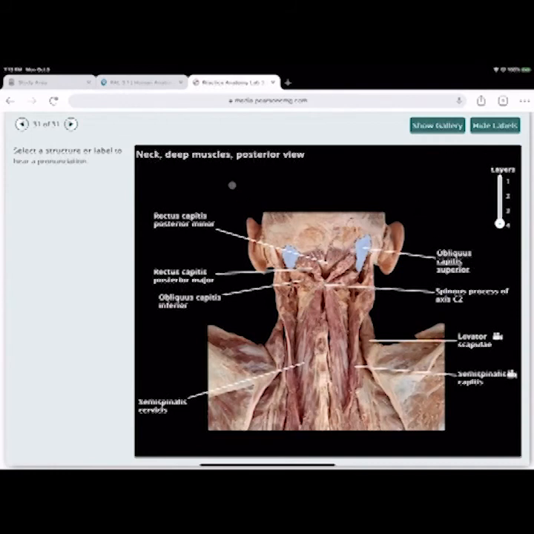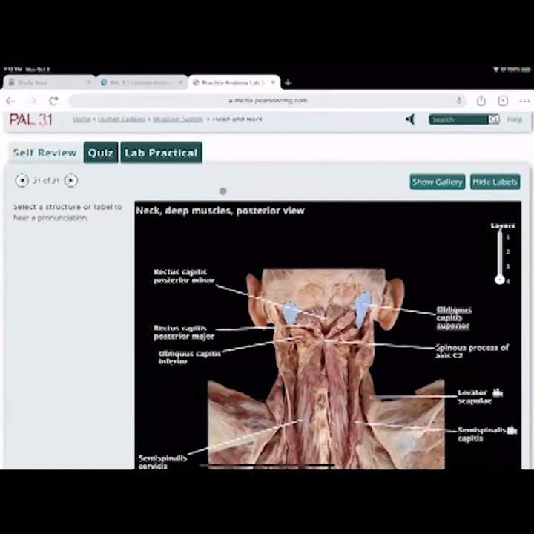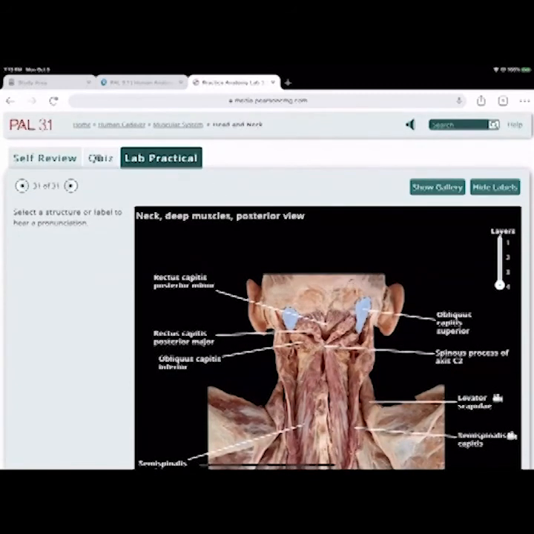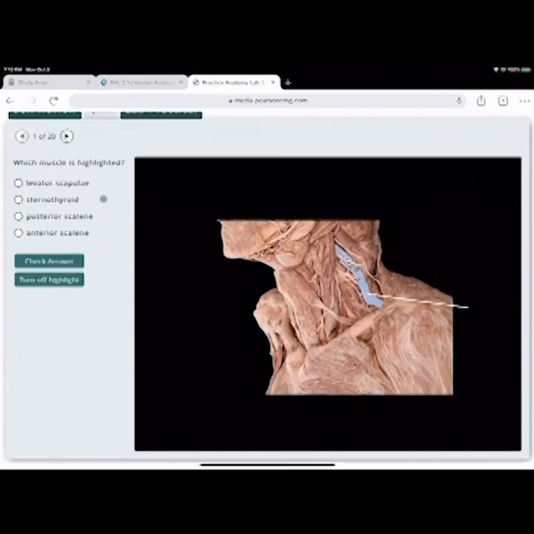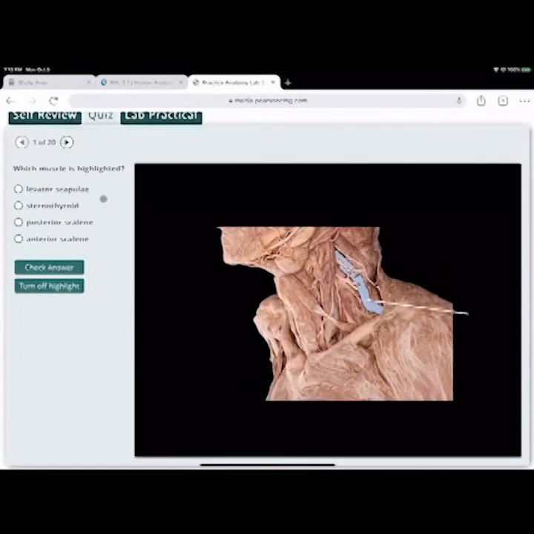All right. Let's see how we do on the quiz. Okay. What muscle is highlighted there? Anybody want to guess? Anterior scalene. Could be posterior scalene or the levator scapulae. I was going to say the levator scapulae.